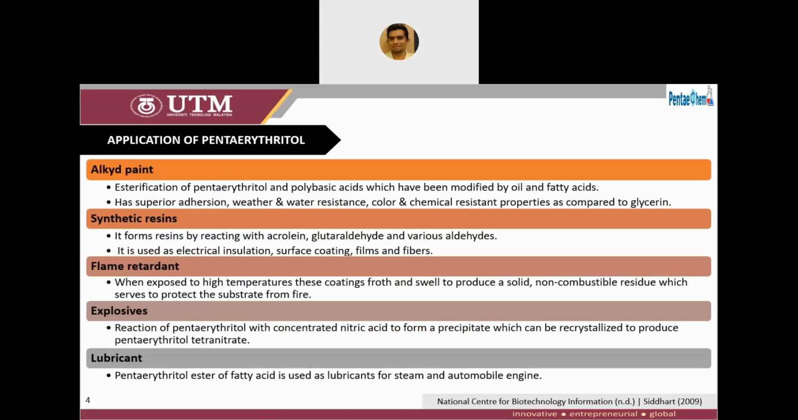This is some of the application of pentaerythritol. Firstly, pentaerythritol is used to produce alkyd paint by esterification of pentaerythritol and polybasic acid, which have been modified by oil and fatty acids. Next, synthetic resins are formed by reaction of pentaerythritol with acrolein and glutaldehyde and various aldehydes.